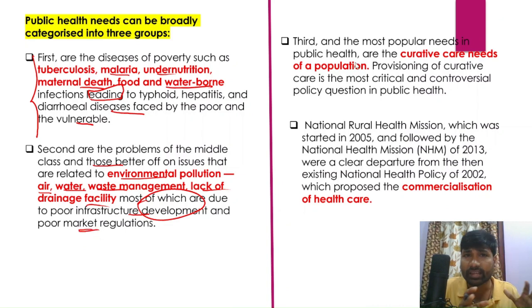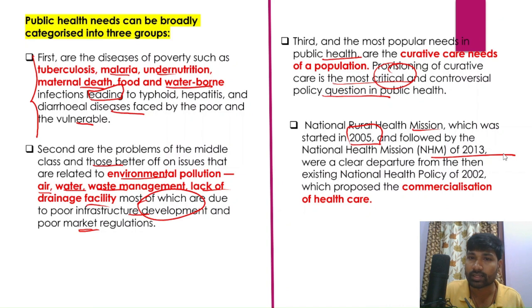The third category of needs that we need to talk about, and the most popular public health need, is the curative care needs of a population. Provisioning of curative care is the most critical and controversial policy question in public health. The National Rural Health Mission, started by the government in 2005 to further strengthen public health care facilities, and followed by the National Health Mission of 2013, was a clear departure from the then existing National Health Policy of 2002, which proposed the commercialization of healthcare.